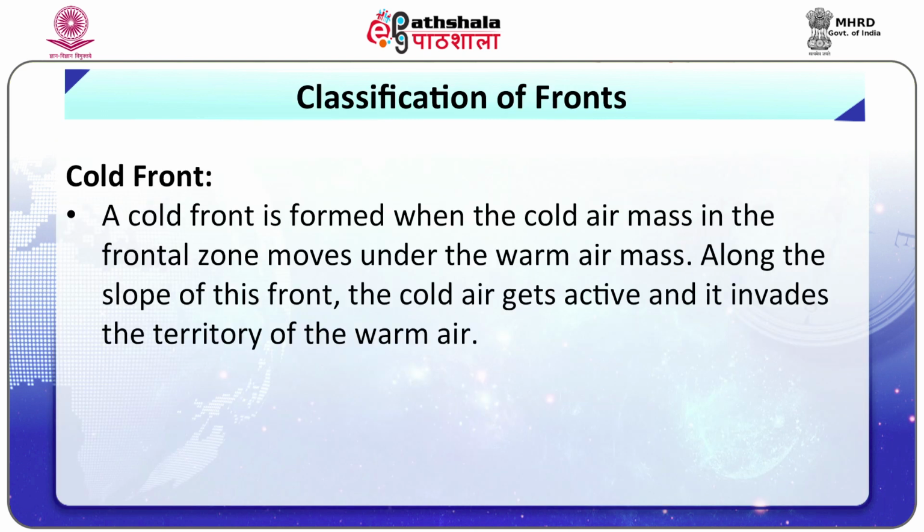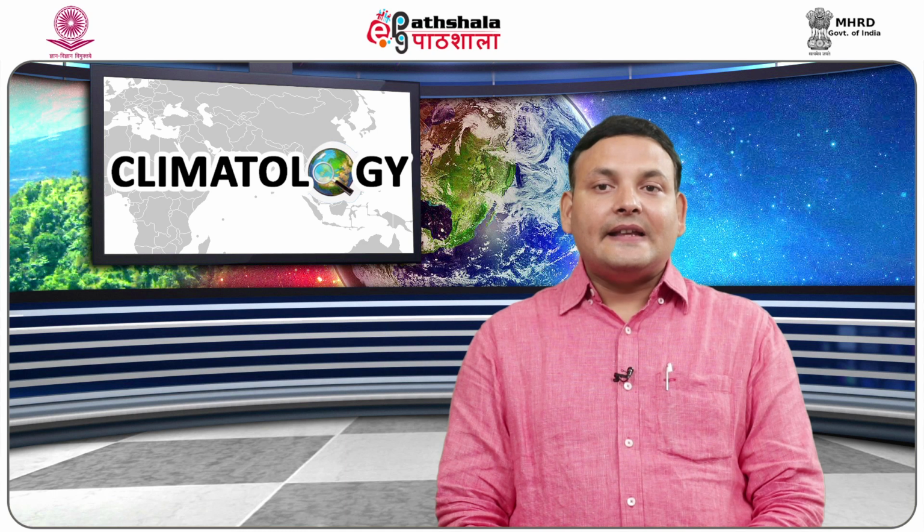Cold front. A cold front is formed when a cold air mass in the frontal zone moves under the warm air mass. Along the slope of the front, the cold air gets active and invades the territory of the warm air. The cold air, being the dense air, settles down and forces the warm air to uplift. The slope of a cold front is 1:50 to 1:100.